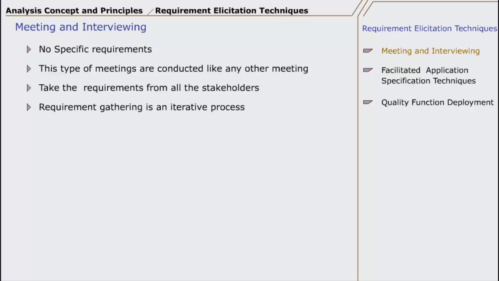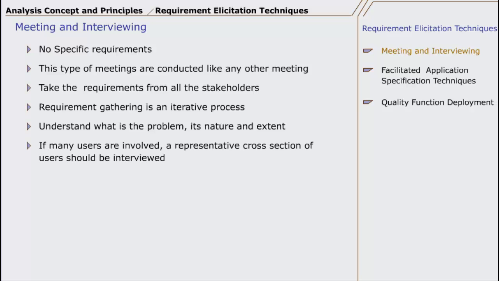The system analyst should understand the problem, its nature and extent in the requirement analysis phase, no matter what technique is being used. It is of critical importance that a representative cross-section of users should be interviewed. That means all segments of the customer should be represented in the meeting so that views of all can be recorded.